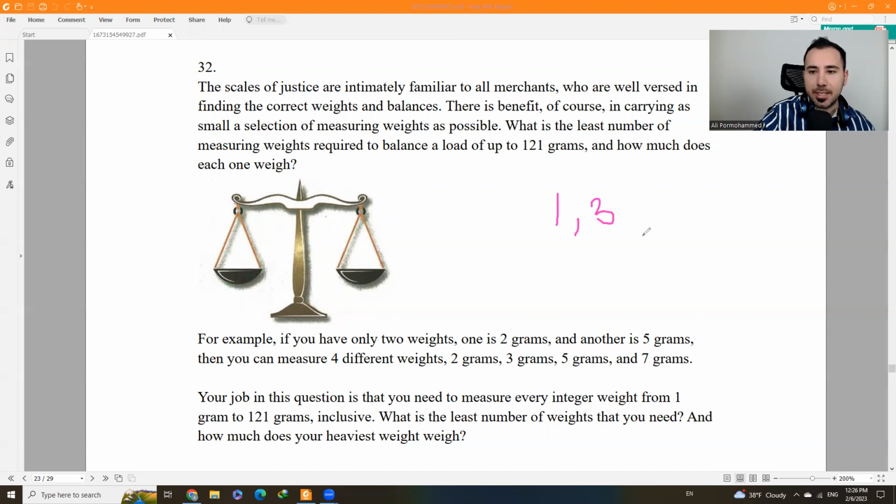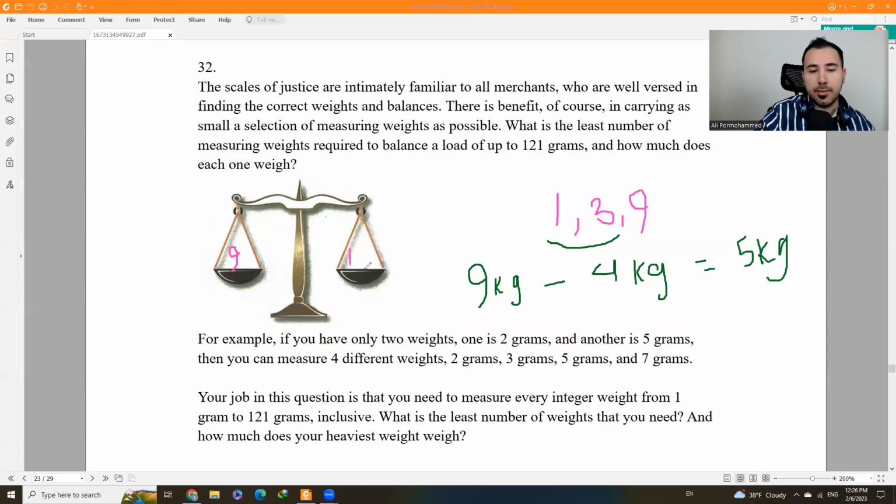If you want 5 kilograms, this is a total of 4 kg. To create 5 kilograms, what weight do we need to use? 9 kg. See, 9 kg minus 4 kg. So the next weight that is required is 9. If we want 5 kg, we'd put 9 here, 1 and 3 here. That's going to be 5 kilograms.